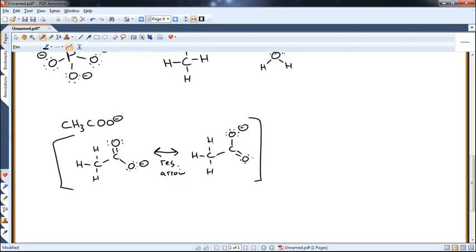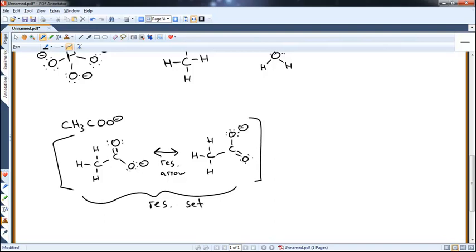Okay? We call this thing collectively a resonance set. Right? So sometimes on a quiz or exam or something, I'll say, draw the resonance set for blah, blah, blah. That means you have to draw every single contributor. Or sometimes I might just say, draw 2 resonance contributors of blah, blah, blah. And then you just have to pick 2 out of however many there are.